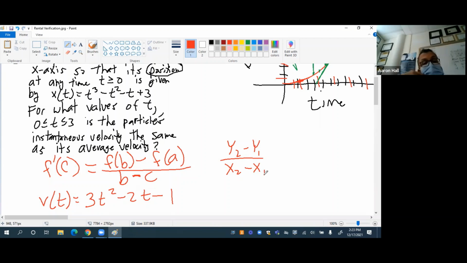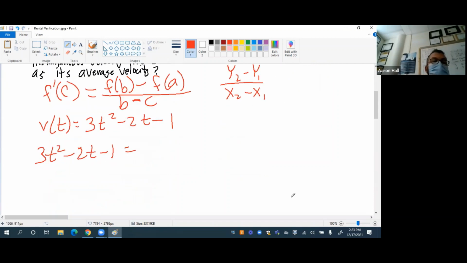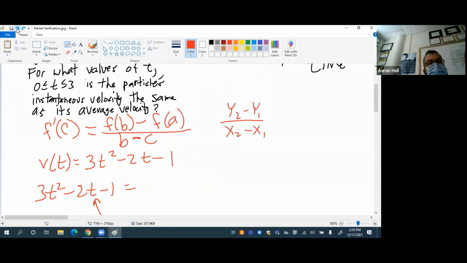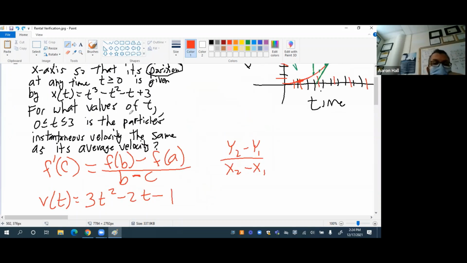What's the C value? The C value is whatever the t value is that will equal the average rate of change. That's that moment where these are equal. I don't know what that is yet, because I have to figure out this over here. So do I have enough information here to figure out my average rate of change? What would be your x values? 0 and 3. All right.